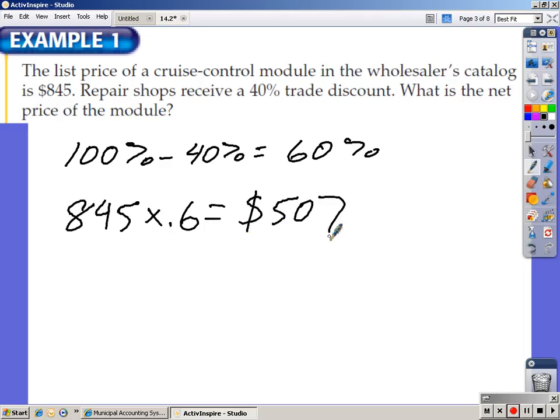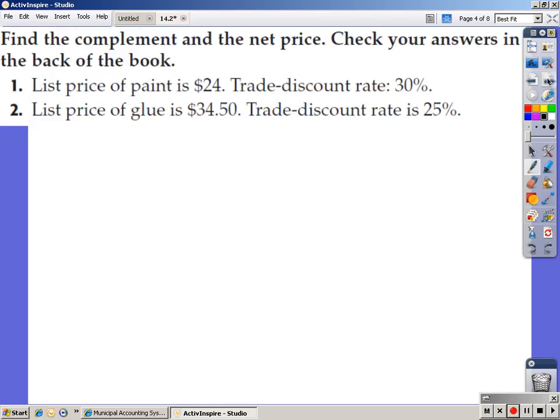This part is very easy. All right, let's go ahead. Let's try problems 1 and 2. Okay, should only take you about 30 seconds. Press pause and then resume when you're ready.